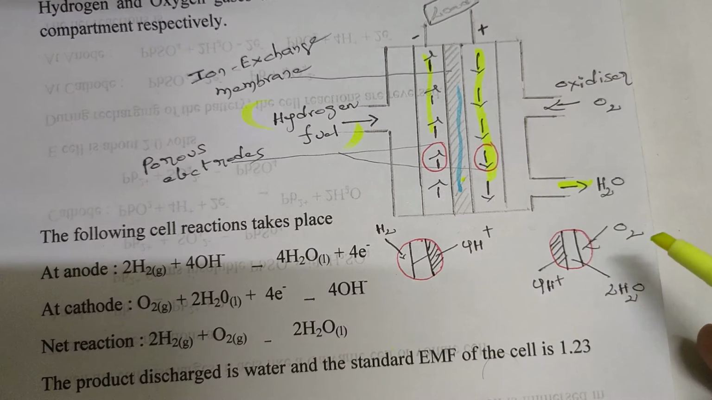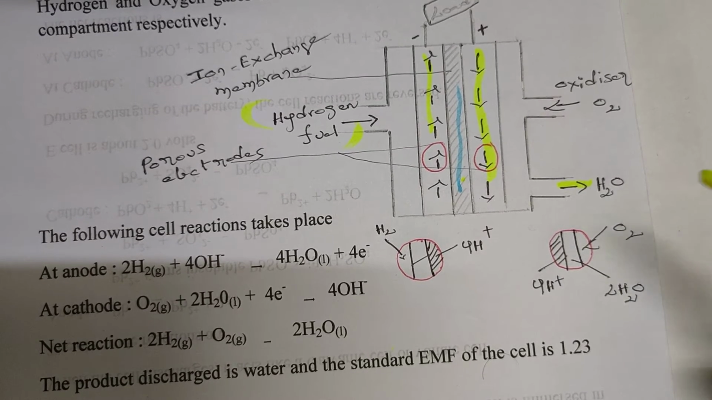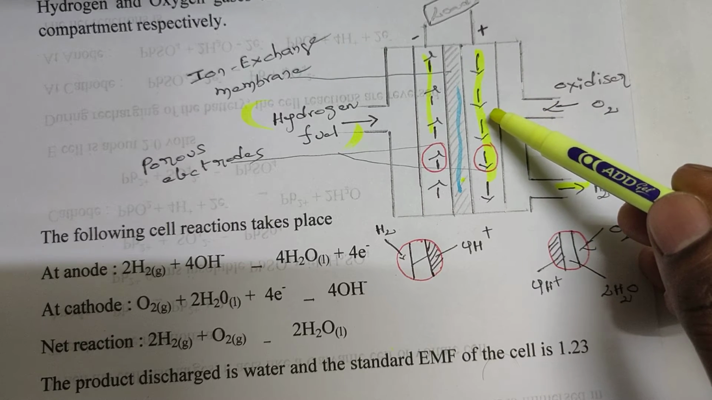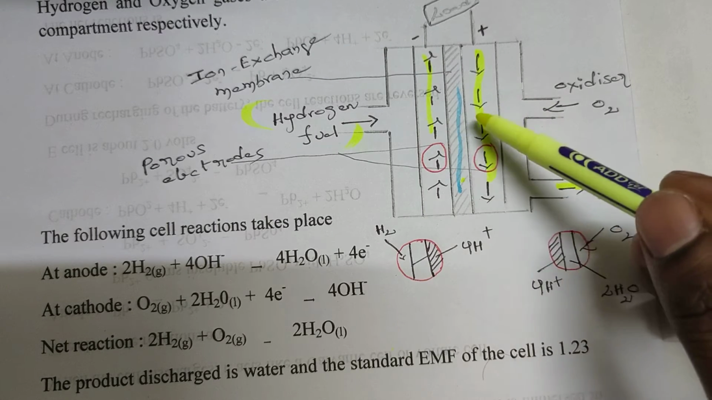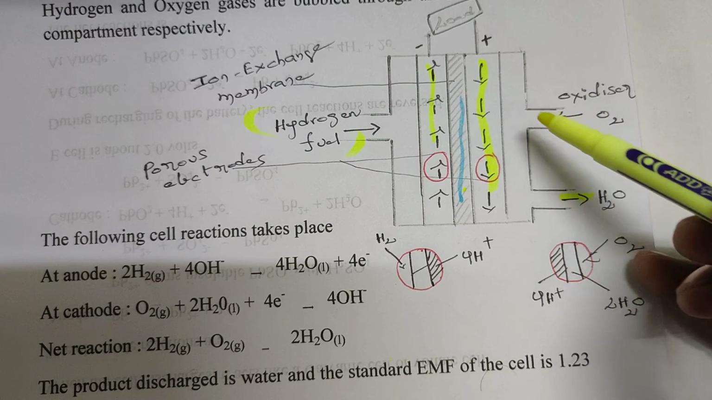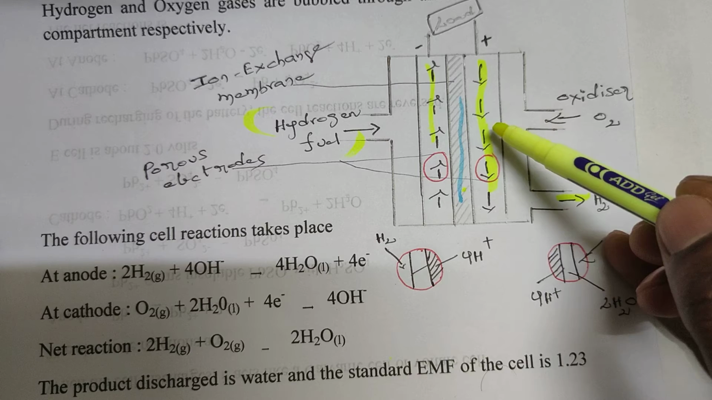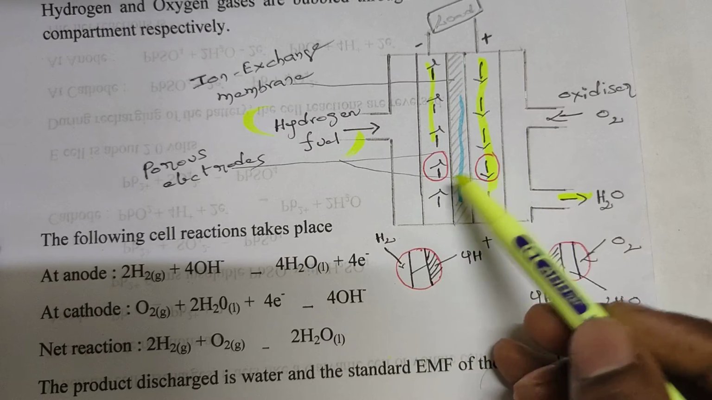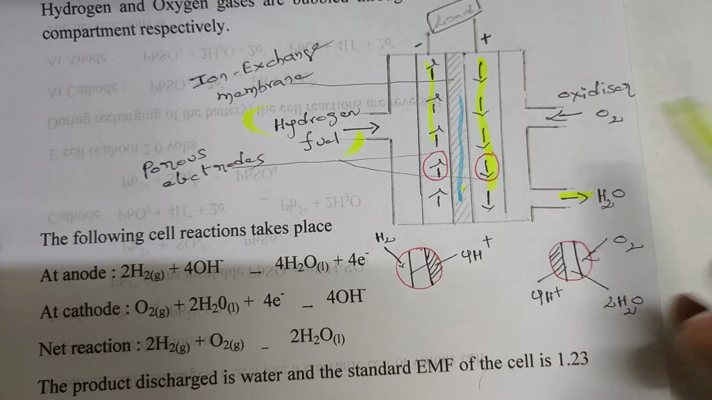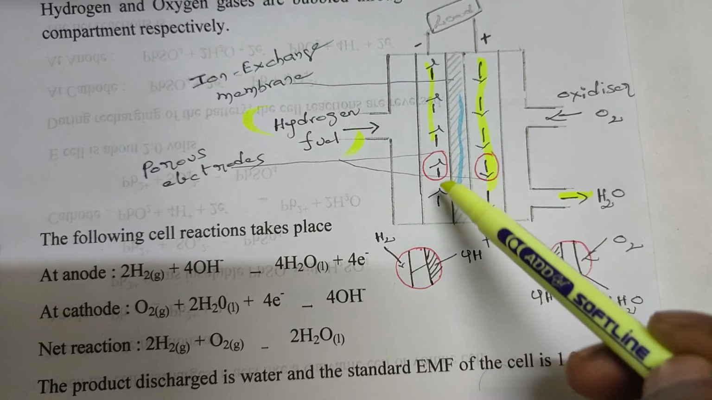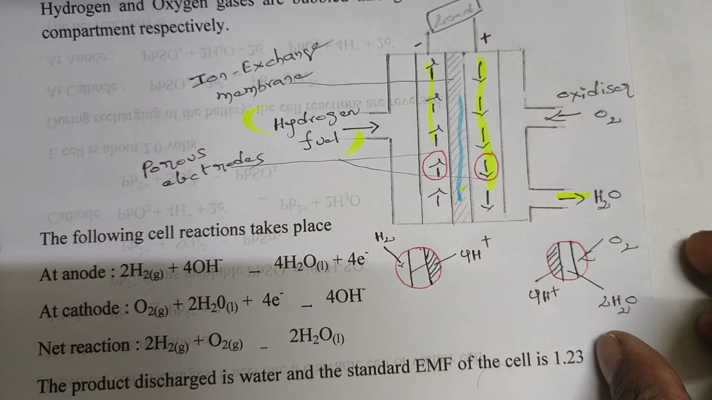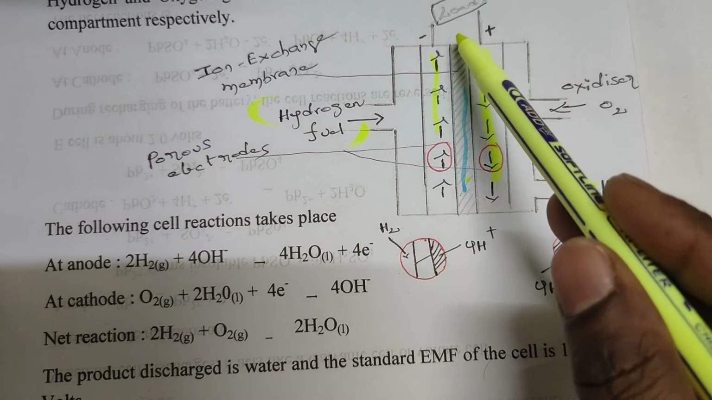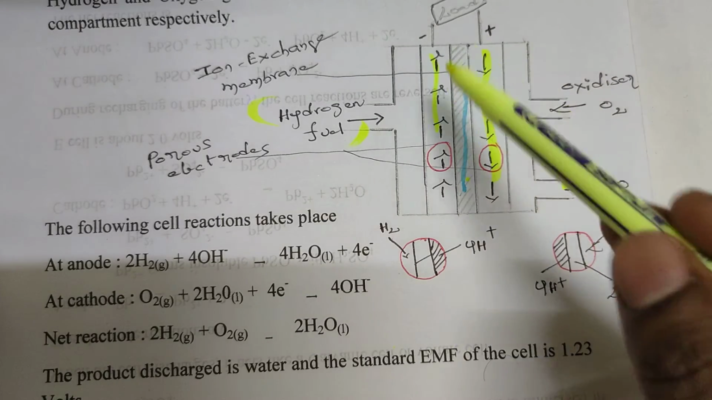Similarly, from the right hand side we should pass oxygen. When it enters into this porous electrode, which in general is in hot condition, it is converted into ions. Oxygen is converted into O2- when it enters the porous electrode. Then there is a chemical reaction between H+ ions and O2- ions. In the hydrogen oxygen fuel cell, the electrolyte solution is KOH, which is circulated from the ion exchange membrane.